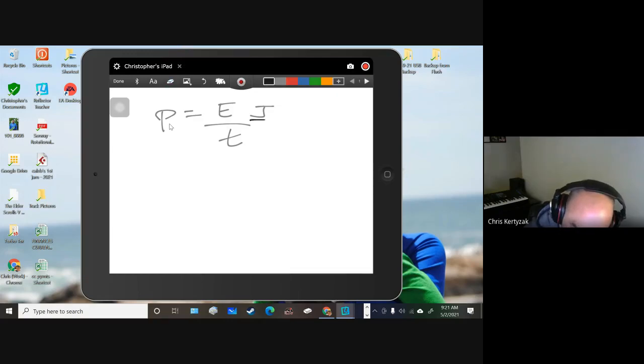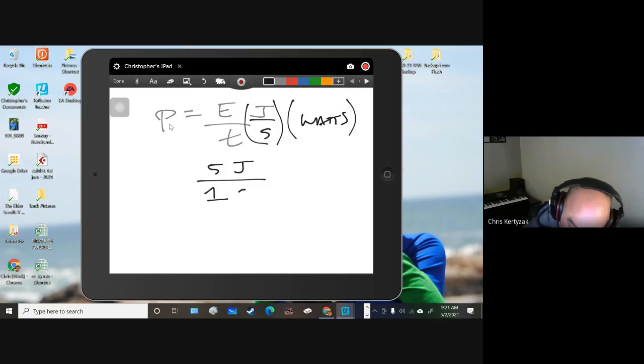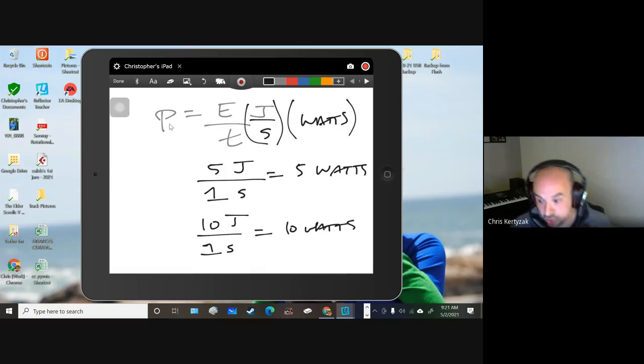Joules over, I'm sorry, over seconds, which we call watts. Right. So just remember, if something is giving energy to something else at a rate of 5 joules per second, we call that 5 watts. Or if something is giving something at a rate of 10 joules per second, we call that 10 watts. The rate at which energy is transferred, or the rate at which work is done.